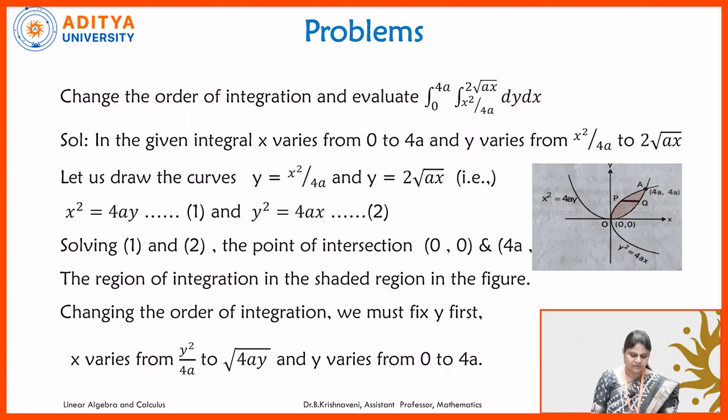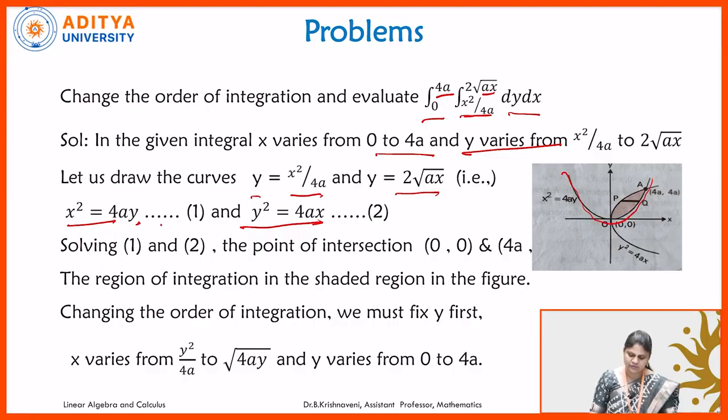So let us see the question on this. Change the order of integration and evaluate the integral from 0 to 4a, integral x square by 4a to 2 root ax, dy dx. Here clearly the limits are in terms of x, meaning those are y limits, and the constants are x limits. Let us draw the curves y is equal to x square by 4a, y is equal to 2 root ax. The corresponding curves are x square is equal to 4ay and y square is equal to 4ax, which are nothing but parabolas.